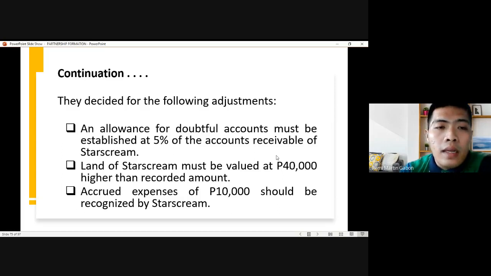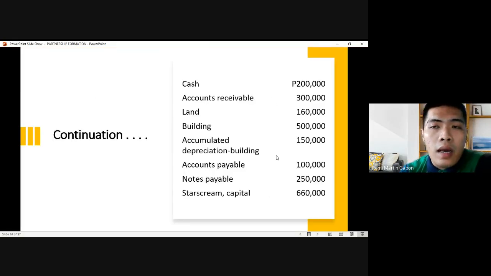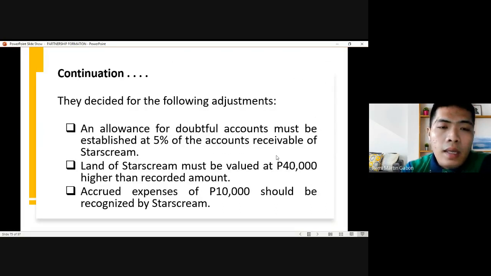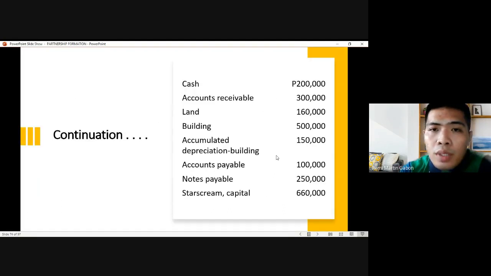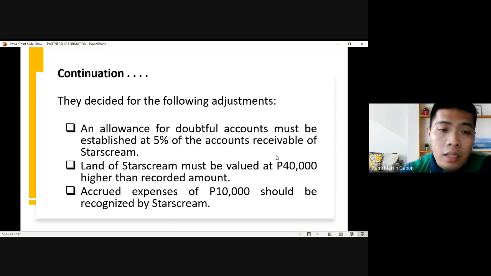Then the land of Starscream must be valued at 40,000 higher than the recorded amount. The land earlier is valued at 160,000. So we value it plus 40,000. Why plus 40? Because it is 40,000 higher. So that becomes exactly 200,000. Then accrued expenses of 10,000 should be recognized by Starscream. There are no accrued expenses in the chart of accounts, so we need to adjust. We recognize accrued expenses of 10,000.